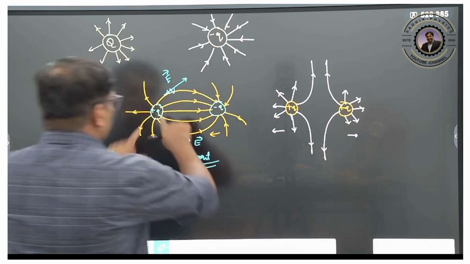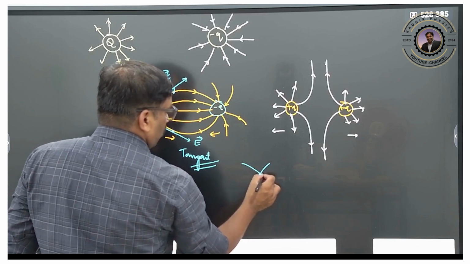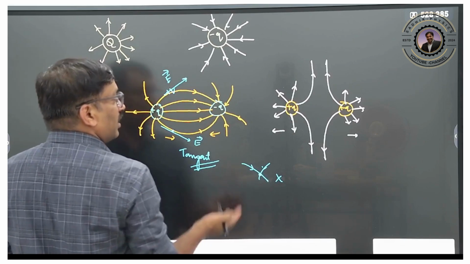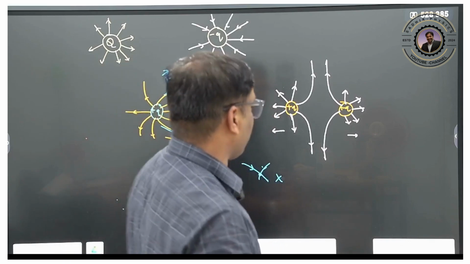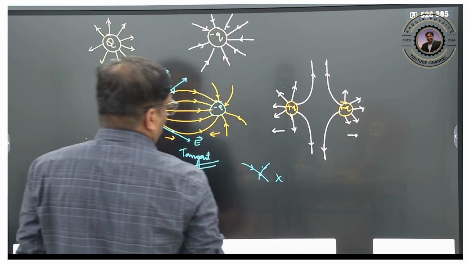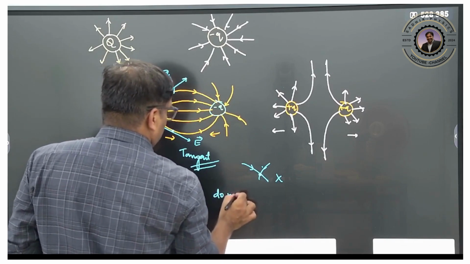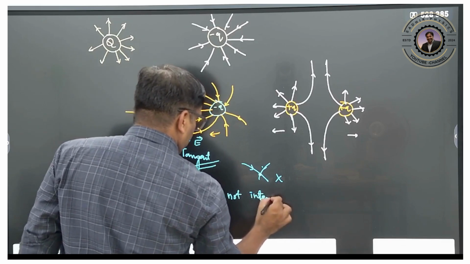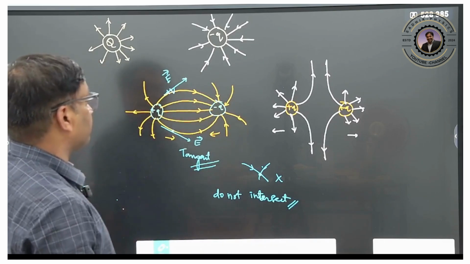And these field lines do not intersect. That means there is no intersection here. The field lines will never intersect. If they intersected, what would happen? There would be no proper, particular direction of the electric field; it could not be determined. Therefore electric field lines do not intersect. Clear?